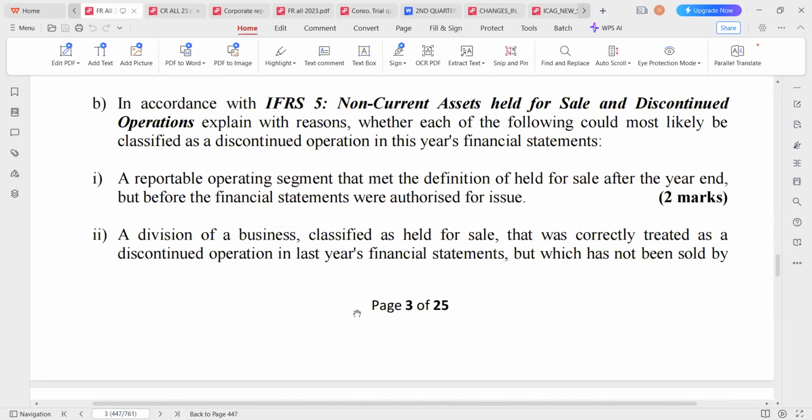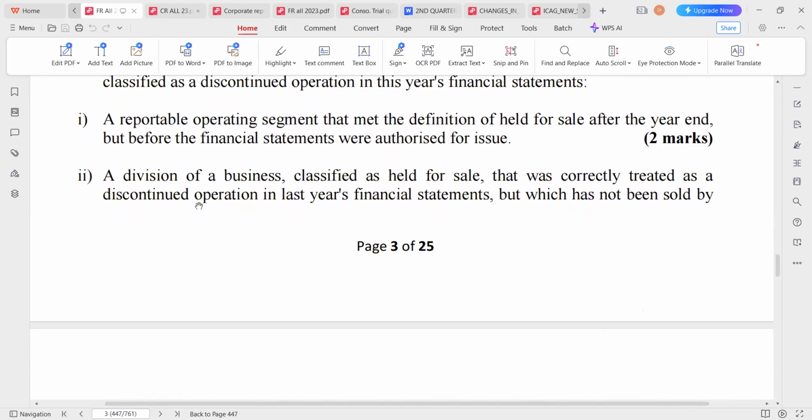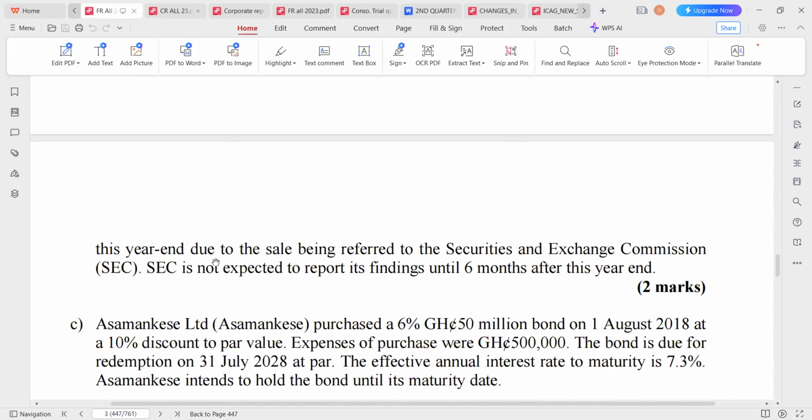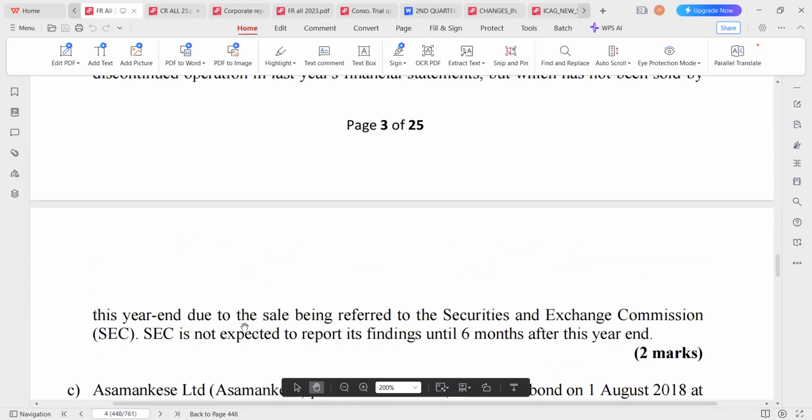And here it is. A reportable segment that met the definition of held for sale after the year end but before the financial statements were approved, 2 marks. A division of a business classified as held for sale that was correctly treated as a discontinued operation last year, but it was not sold by this year end due to the sale being referred to security. The SEC is not expected to report. Well, look at this. I'm done with this. Please, do you all understand?